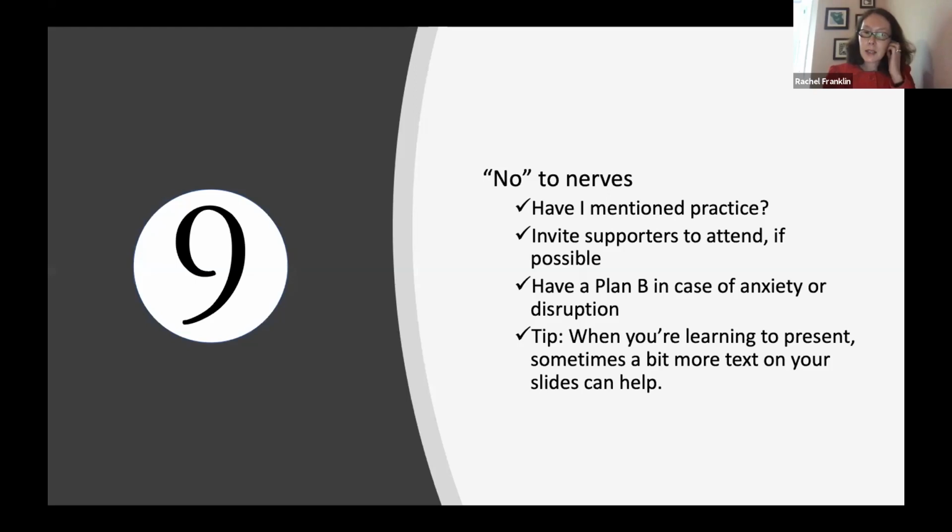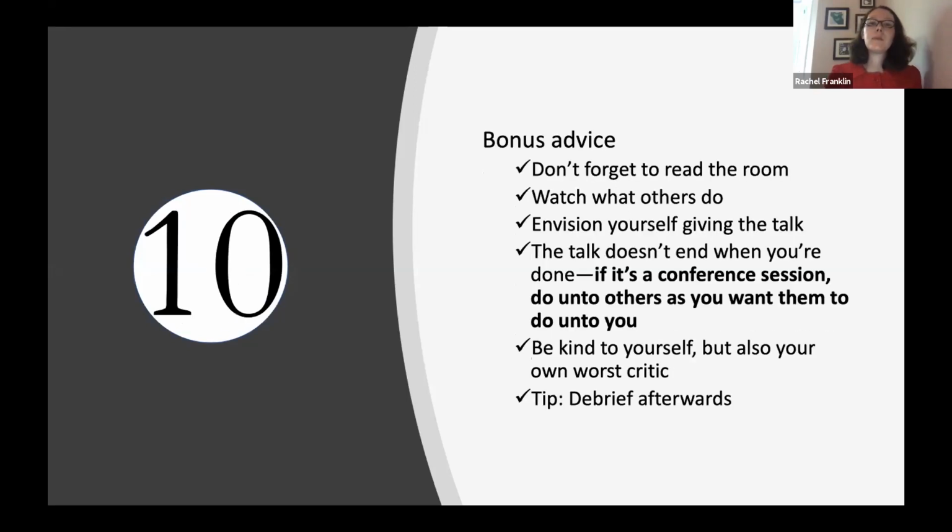So I would say it is a tip if you're really worried about your nerves. Okay, and then a little bit of bonus advice. Don't forget to read the room. This means as you're talking, don't forget to look at how people are reacting to what you're saying. And often they're really supportive. They'll nod, they'll smile, and it gives you energy to continue presenting.